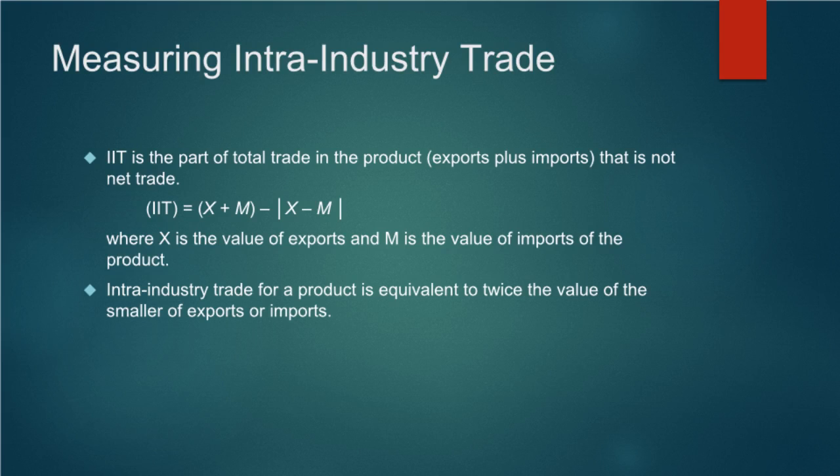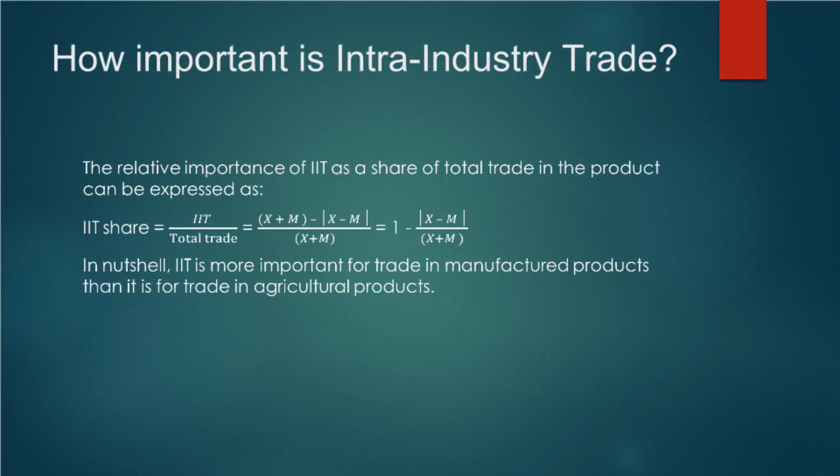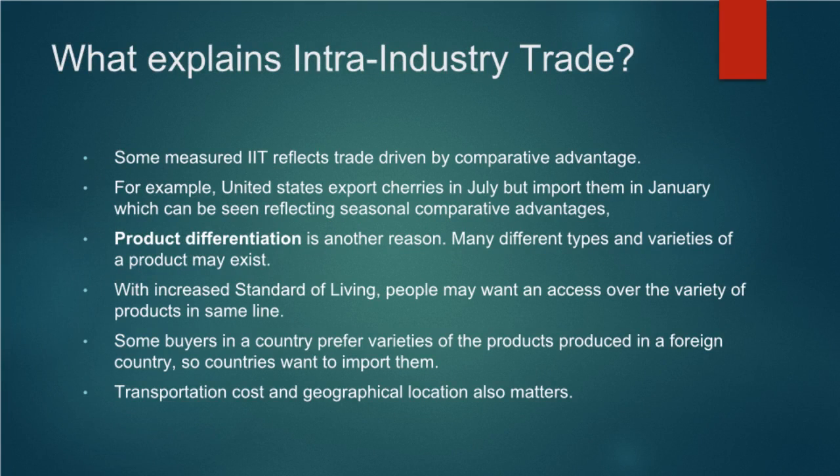The formula says exports plus imports minus |exports minus imports|. You must have noticed that exports minus imports is in bars. Bars are used to convert the negative value into positive, so that the intra-industry trade value stays positive. Intra-industry trade for a product is equivalent to twice the value of the smaller of exports or imports. The importance of intra-industry trade as a share of total trade in the product is expressed as intra-industry trade divided by total trade, which turns out to be more important for trade in manufactured products than it is for trade in agricultural products. Why do we see so much intra-industry trade?